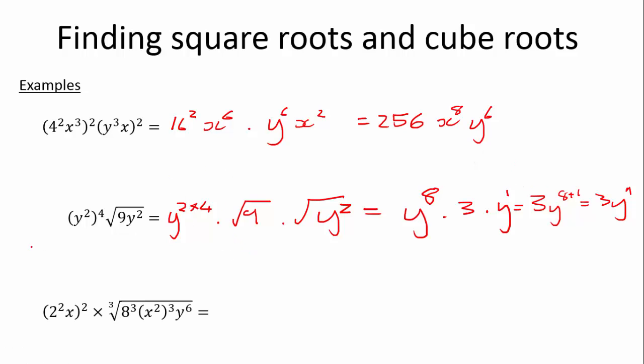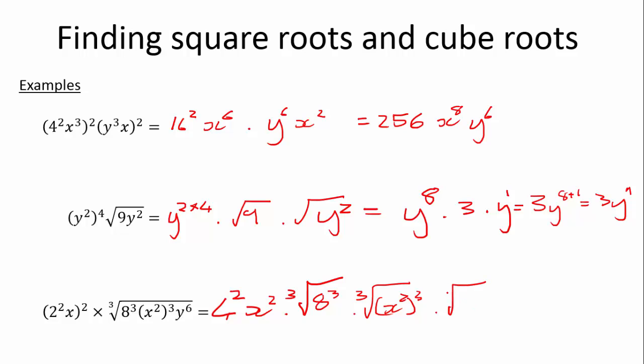Oh, this is a big example for us to end off with. 2 squared times 2, all to the power of 2, times x to the power of 2, times the cube root of 8 cubed, x squared cubed, y to the 6. How are we going to do this? Okay, 2 squared we know is 4. That is all being squared, all to the power of 2, times x to the power of 2. Let's multiply this with the cube root of y to the 6.